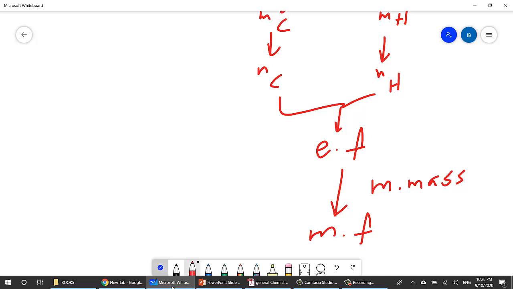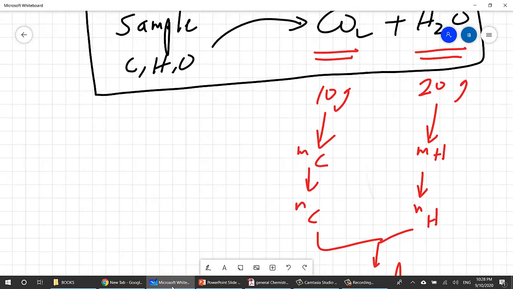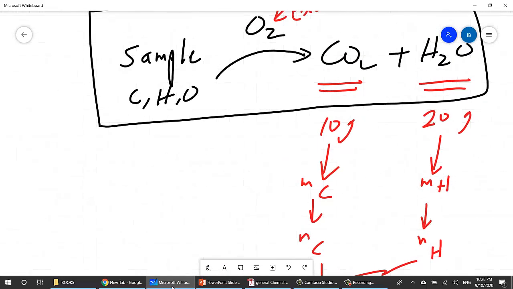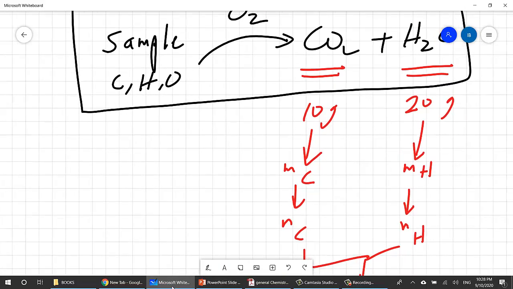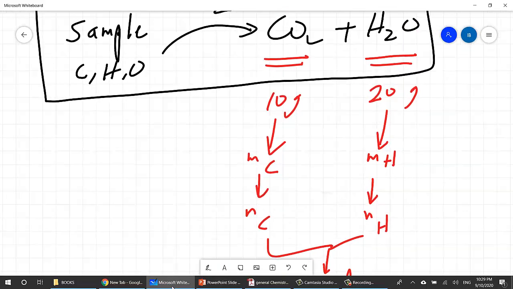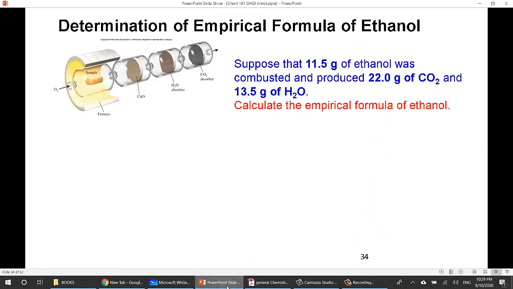Okay? Now, sometimes what complicates things is that you have oxygen in the sample. If you have oxygen in the sample, we can still figure this out, as I'm going to show you in this example here. Let's imagine that we are burning 11.5 grams of ethanol. Ethanol contains three elements, H, C, and O, okay?